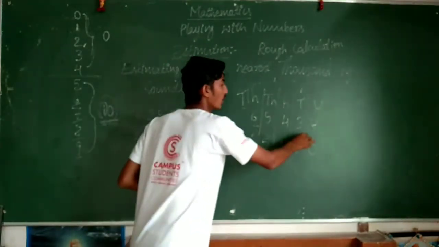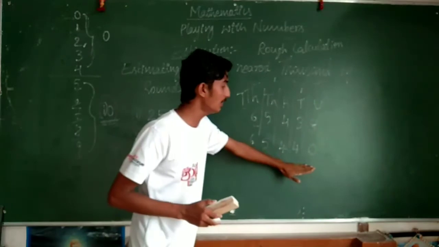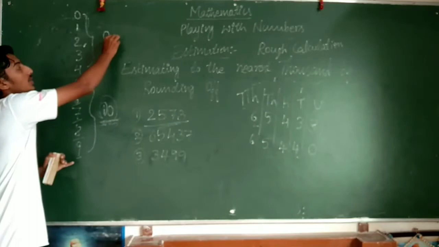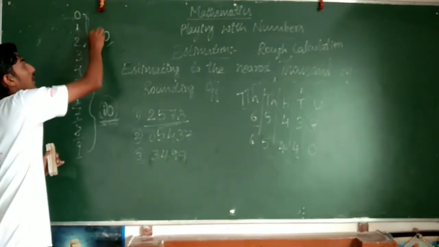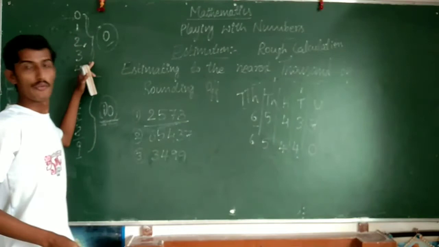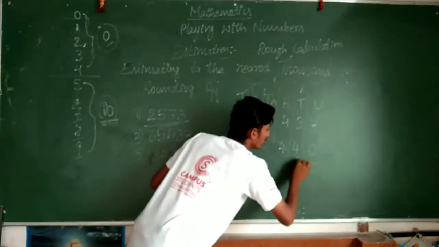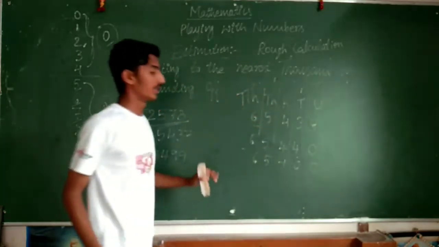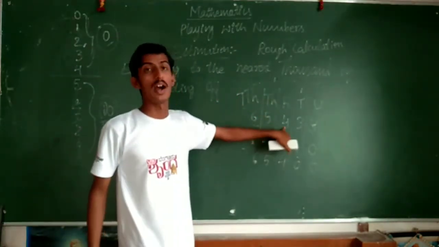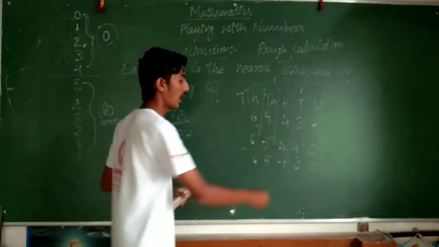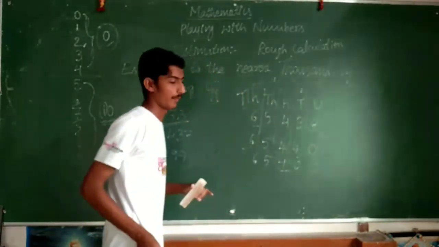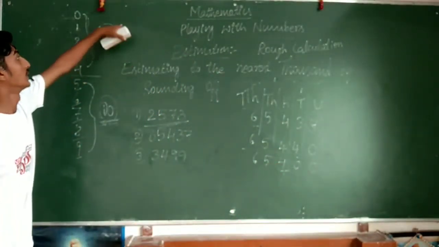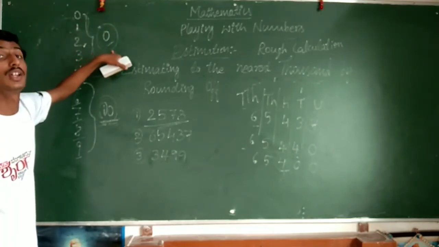Then we have to make a 0 in 10th place. In 10th place we have 4. 4 comes across 0th division, so we can write 0 instead of 4. Then we have to make a 0 in 100 place also. In 100 place we have 4. We can write it as a 0, because 4 comes across 0th division.